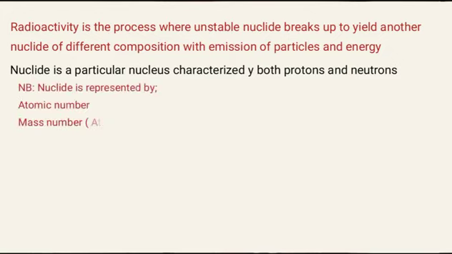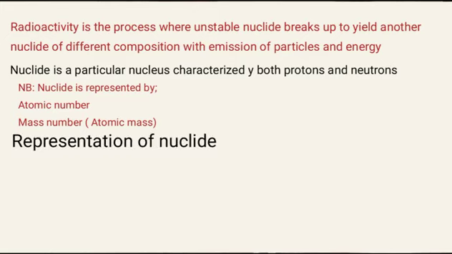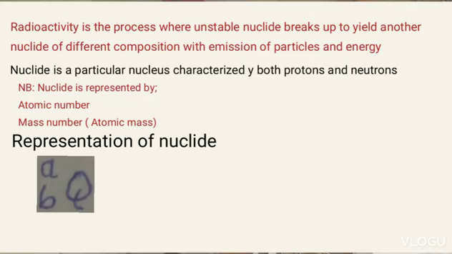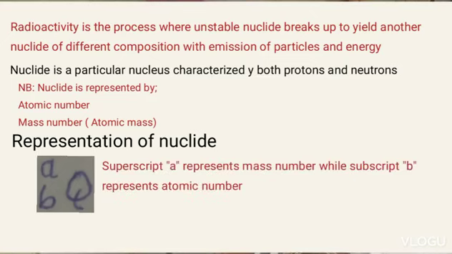Usually, a nuclide is represented by atomic number and mass number. Mass number, we also call it atomic mass. This is how a nuclide is represented. So the superscript, which is A, represents the mass number, while the subscript B represents atomic number.